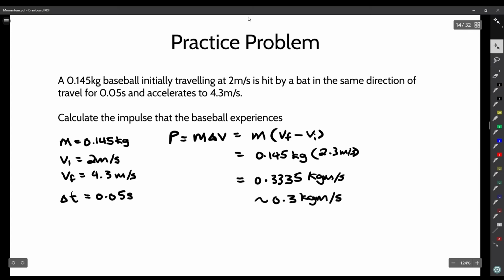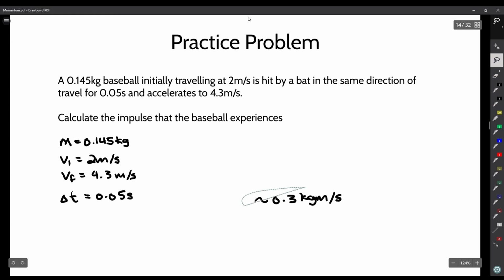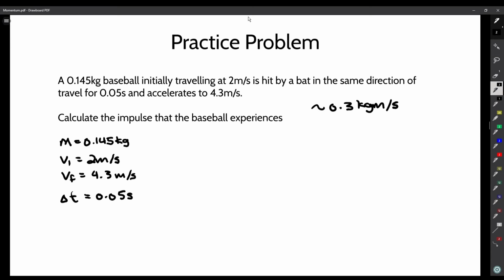Now what we do have is a change in velocity, which means we should be able to calculate an acceleration, use the acceleration and mass for net force, and then multiply that by the time to use our other formula and see if we get the same answer. So let's do that right now. Let me clear this away. We know our first answer that we got was 0.3 kilogram meters per second. Let's see if we can do that with the impulse equals F net delta t equation.